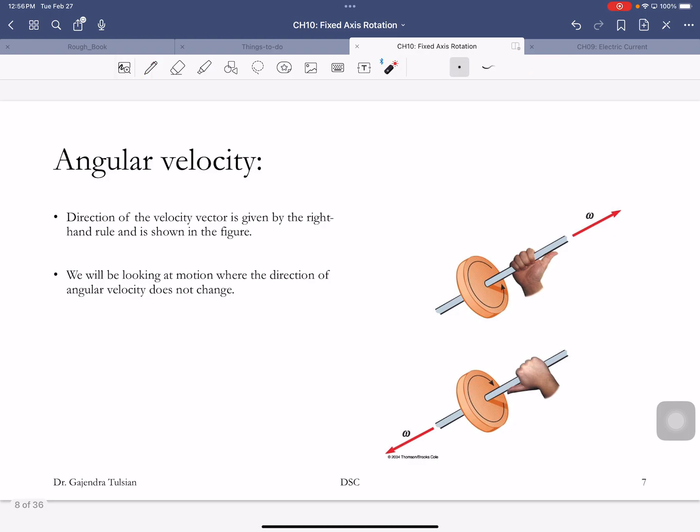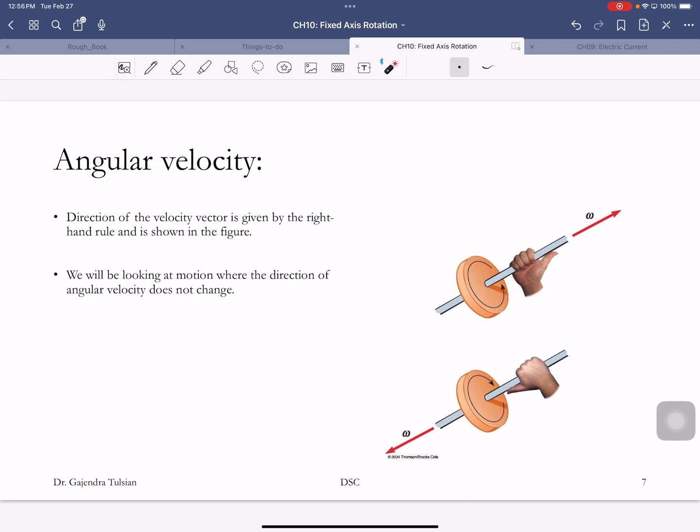So here's the direction. You use your right hand. If the object is rotating like that, you point your fingers in the direction of rotation and your thumb points in the direction of the velocity. That's how you get the direction of the velocity.